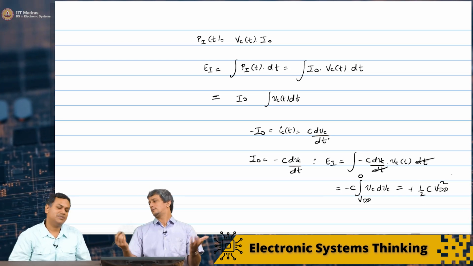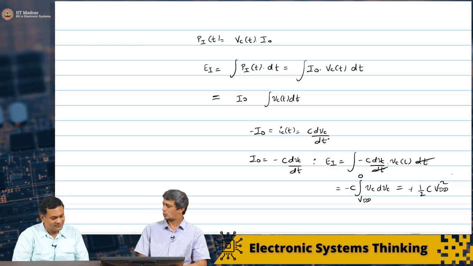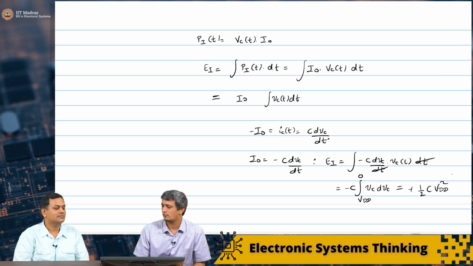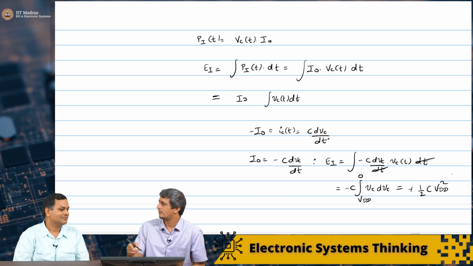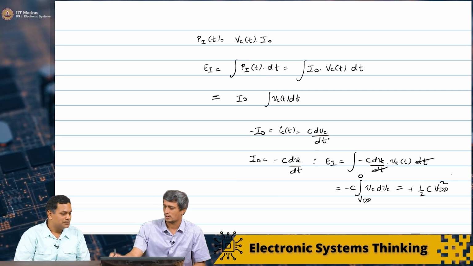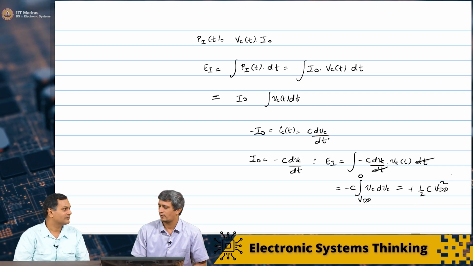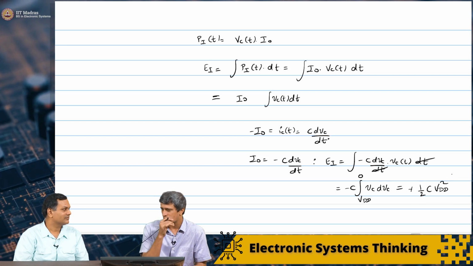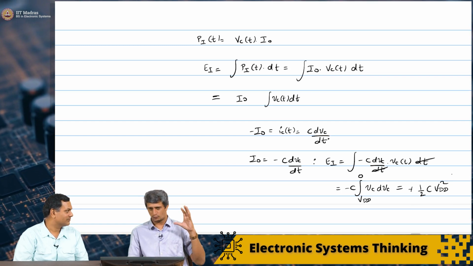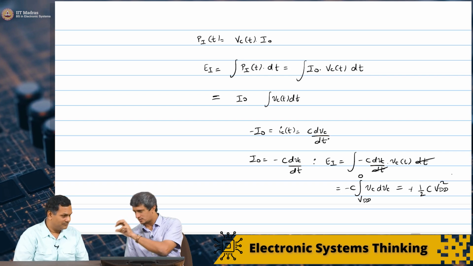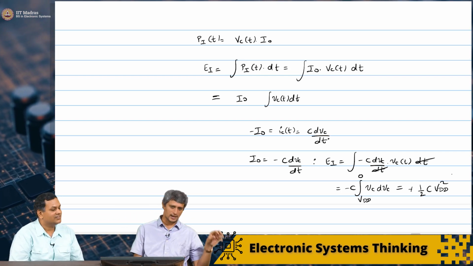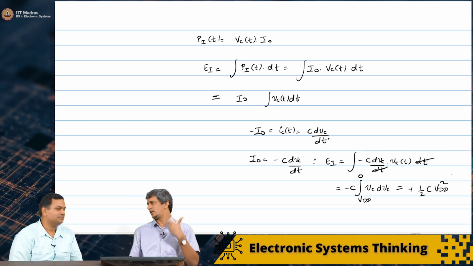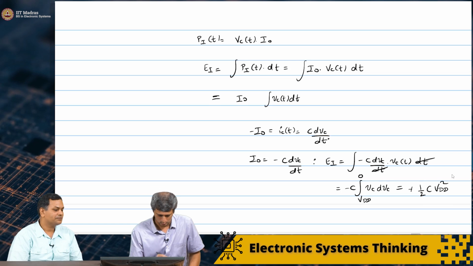Perfect. You've been able to get this in two different ways. Even though the current source I naught was a constant, we were able to write this as C dVc by dt, which is what got us this final answer. So clearly, there is a voltage source supplying energy, and that energy is being lost into the current source. Again, you supply energy, it's being lost into the current source, and so on. This goes on forever.